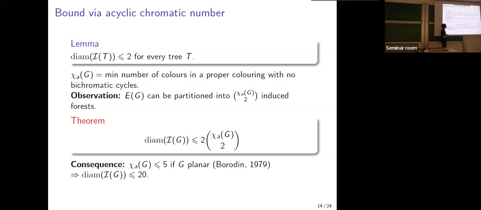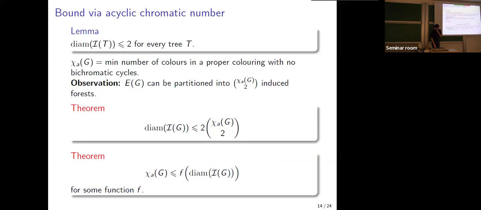Now, if you want to apply it to bound the inversion diameter, this is quite simple, because you have this partition into induced forests, and so you invert each of these forests one by one, and since they are induced forests, this works. So this proves that the inversion diameter of G is at most 2 times (acyclic chromatic number choose 2). In particular, for planar graphs, since we know that planar graphs are 5-acyclically colorable, this proves that the inversion diameter of a planar graph is at most 20.